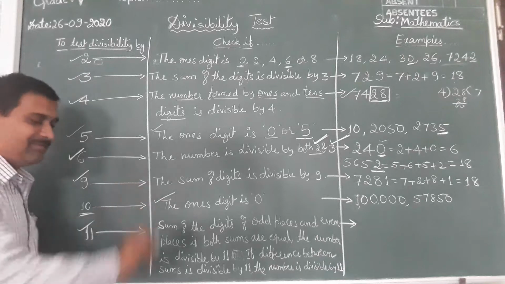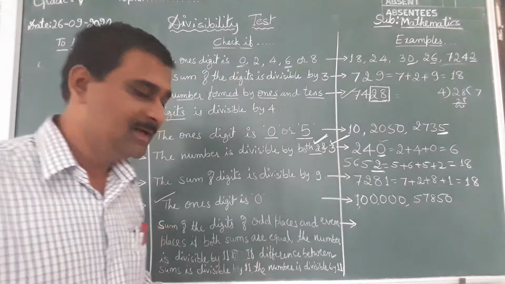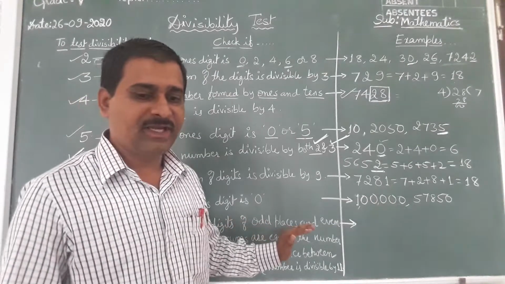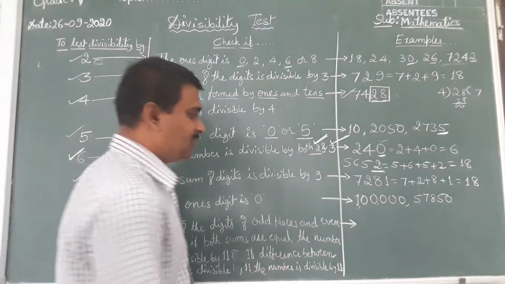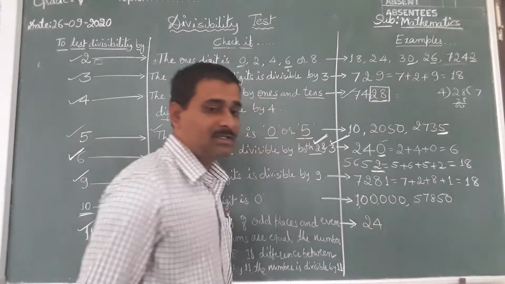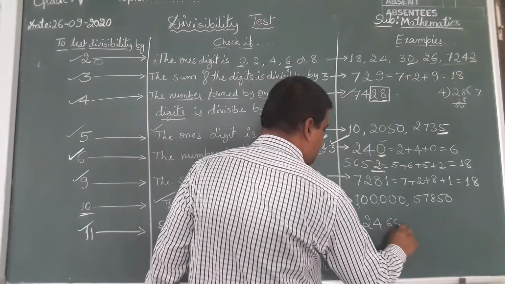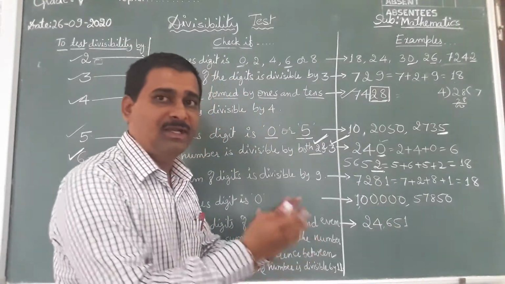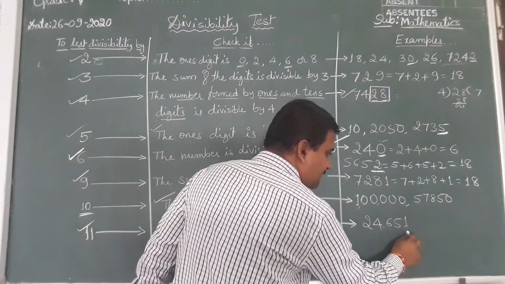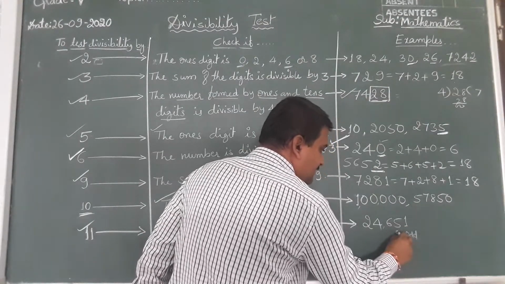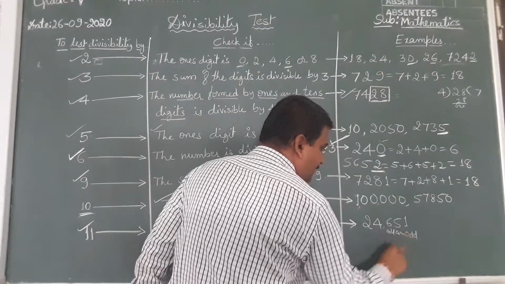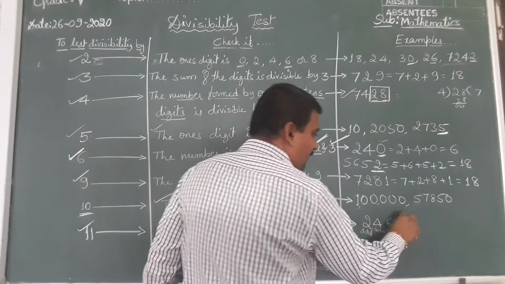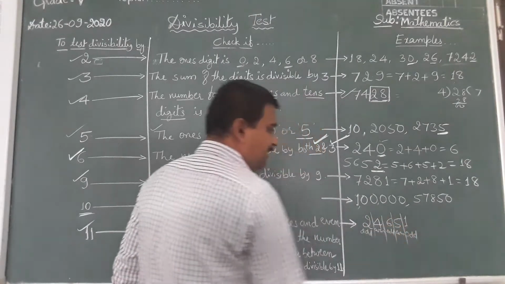This divisibility of 11, I have already said, children, in the last period. It is very easy. We have to add odd places. We have to add even places. For example, 24,651. A number is given. Here what you should do is mark the places as odd and even. This is the first place, means odd place. Second place, even place. Third place, odd place. Fourth place, means even. Fifth means odd. Odd places and even places we should keep separate.